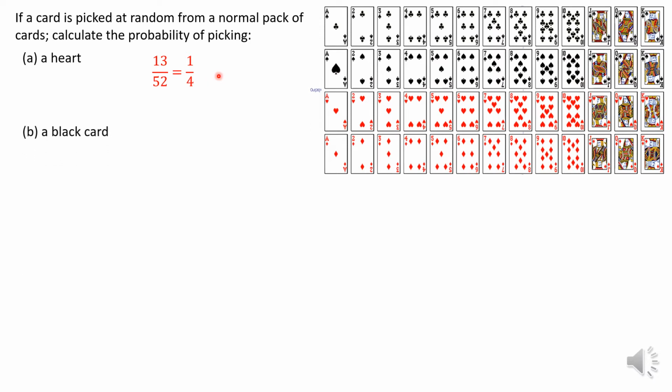Then a black card, again, as you know, I said this right in the introduction, there are 26 of these black cards out of 52. All right, the probability that an event occurs is between 1 and 0. So the answer here is 0.5 or a half.